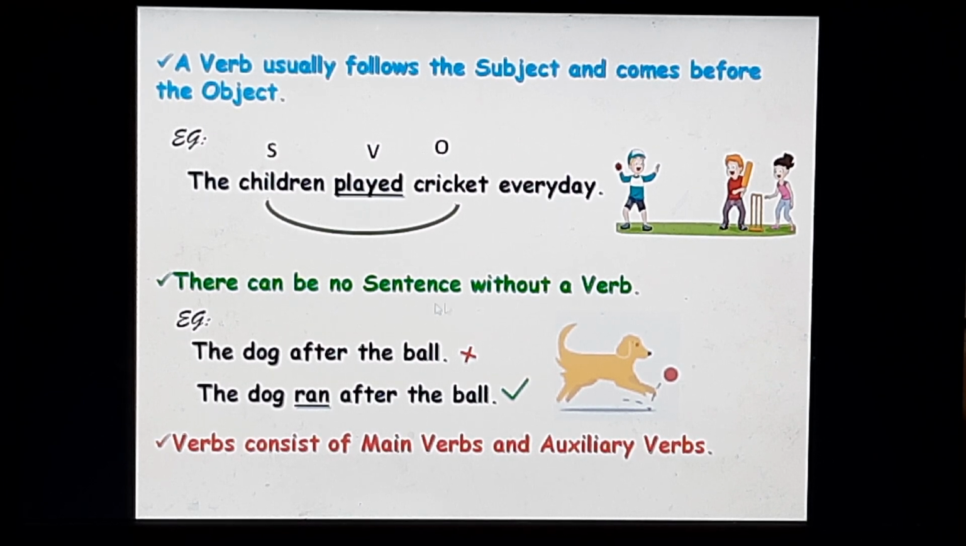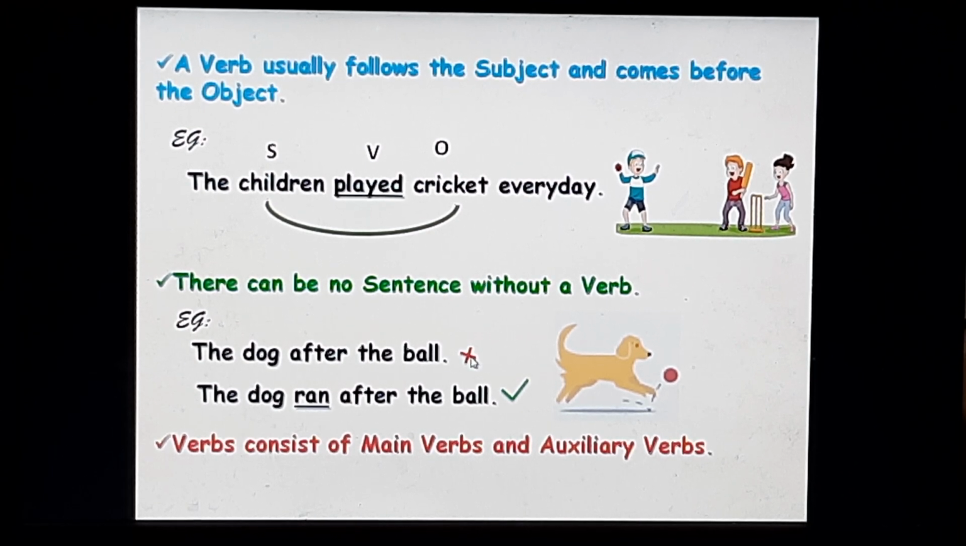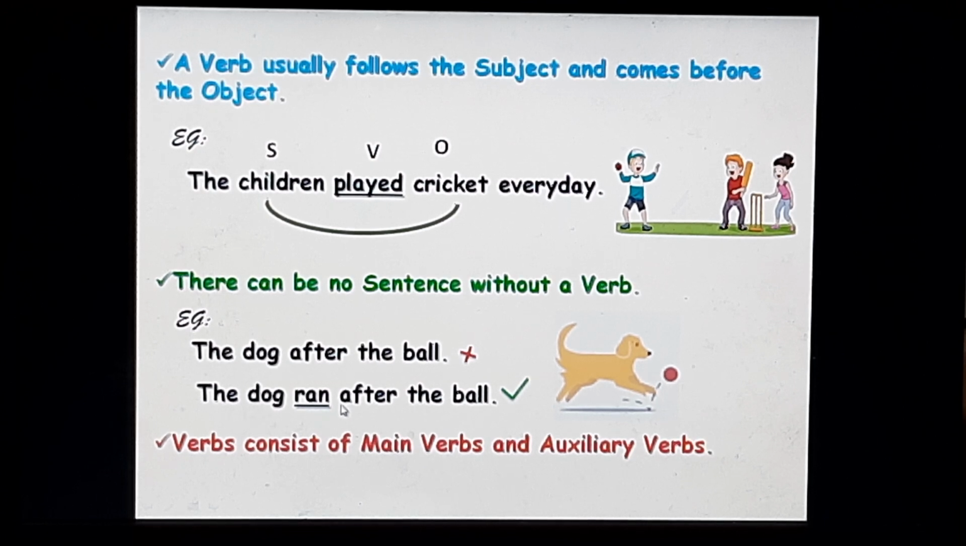So there can be no sentence without a verb. Example, the dog after the ball. Do you get any meaning out of the sentence? No. So the dog ran after the ball gives us complete meaning with the subject and the verb in it. So verb consists of main verbs and auxiliary verbs.